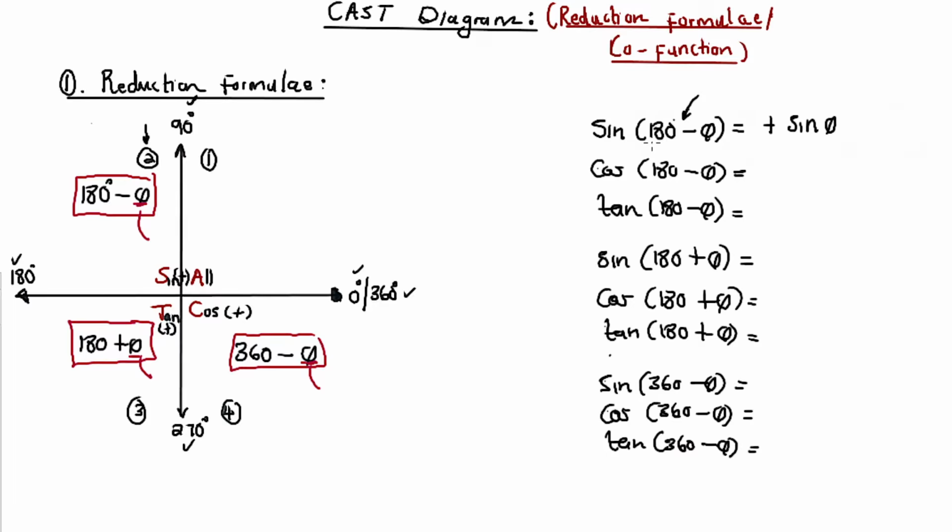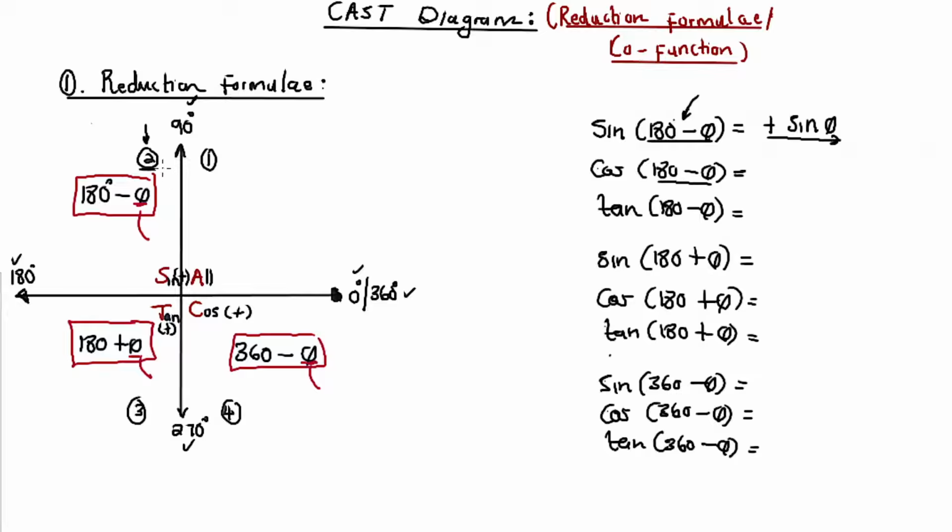We first start off by identifying where 180 degree minus theta is located. The 180 minus theta formula is in the second quadrant. Since it's attached to sine, sine in that quadrant is positive. So our answer is going to be a positive sine theta. Don't worry, it's all going to make sense the moment we start solving problems. For now, I'm just showing you how to work with these formulas.